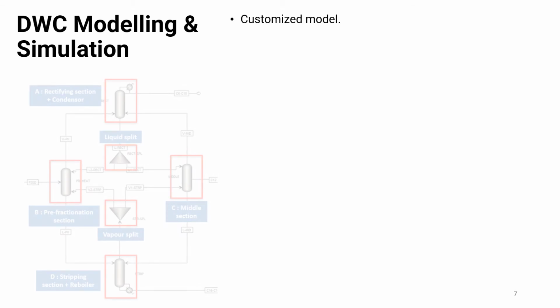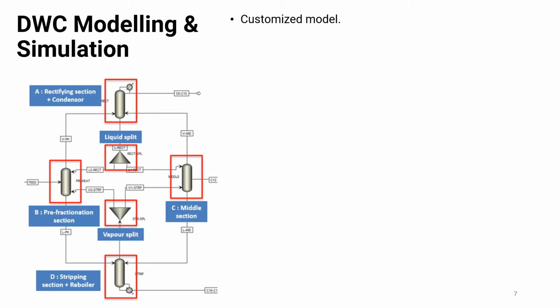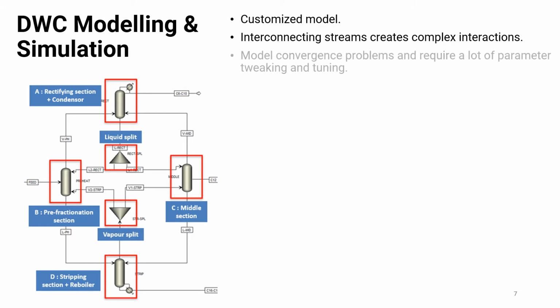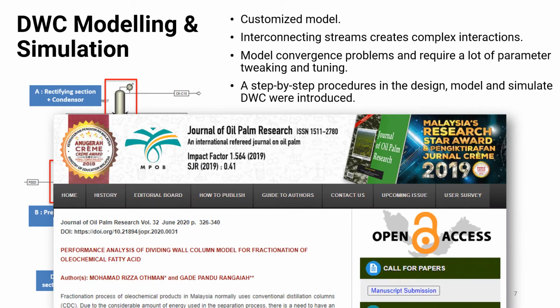DWC model block is not readily available in Aspen Plus and had to be customized. A DWC model is built on 4 RadFrac blocks representing 4 internal sections of DWC with a condenser, a reboiler, as well as a liquid and vapor splitter. These blocks were connected with interconnecting input-output streams, which creates complex interactions. This, however, causes convergence problems and requires a lot of parameter tweaking and tuning. In one of our papers, we introduced step-by-step design procedures from shortcut to rigorous model to aid in the design, model and simulate a DWC.